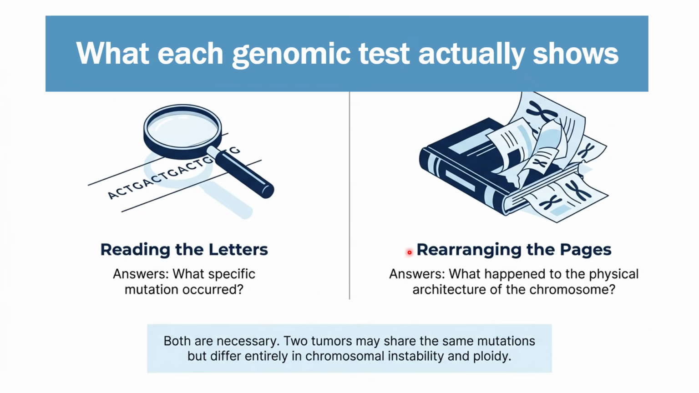On the other hand, karyotyping looks at each page. So, has every chromosome present there? Is it proper? So, is every page in place? Have the pages been rearranged? And it therefore looks at the physical architecture of the chromosome or the book. Now, both these techniques are complementary, both are necessary. Two tumors may share the same mutations, but they might differ entirely in chromosomal instability and ploidy.